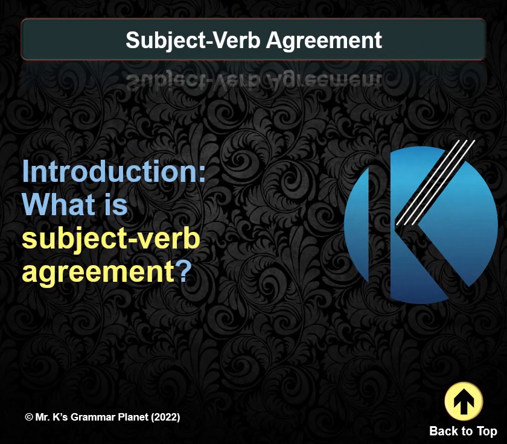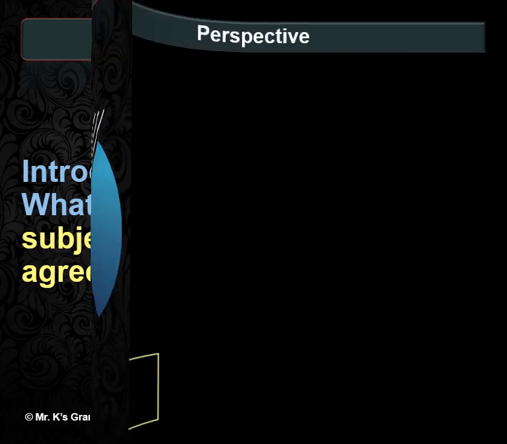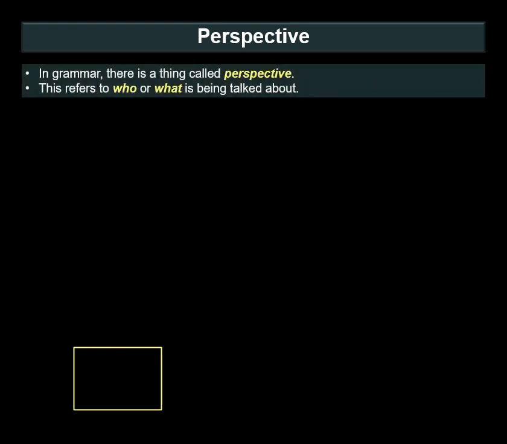First, let's begin with an introduction. What is subject-verb agreement? In subject-verb agreement, there is this thing called perspective. Perspective refers to who or what is being talked about.